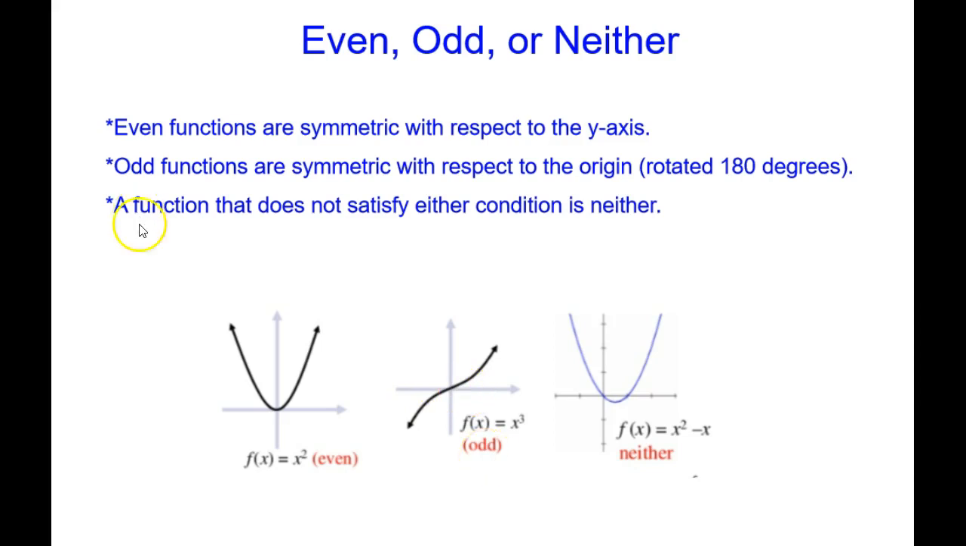And then the last one, a function that does not satisfy either of these conditions, is referred to as neither. So if we had f of x equals x squared minus x, we can see if we went about the y-axis, this is not symmetric. It does not create that mirrored image. And if we tried to rotate it 180 degrees about the origin, it would not lie on top of itself, so that's why that is neither.